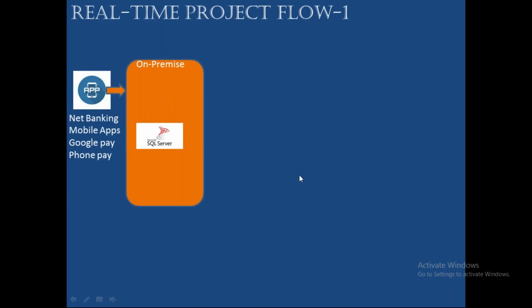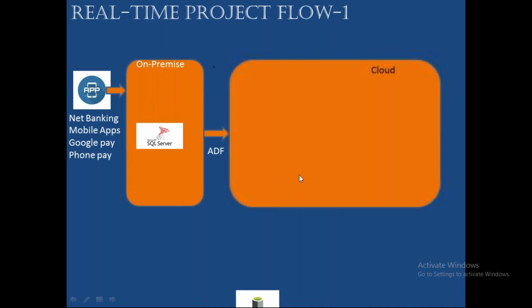So today we will consider the on-premise SQL Server. Next, maybe we'll consider some file system or something. Okay. So today my data, all financial data is available in on-premise SQL Server. That on-premise SQL Server data, I need to bring it into the cloud by using Azure Data Factory. In cloud, I will store data in a data lake storage gen 2. You know how to load data into data lake storage gen 2.